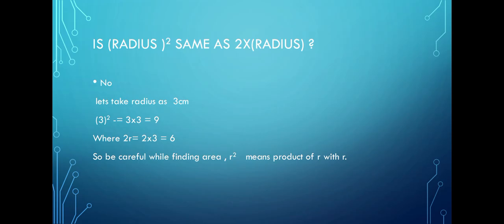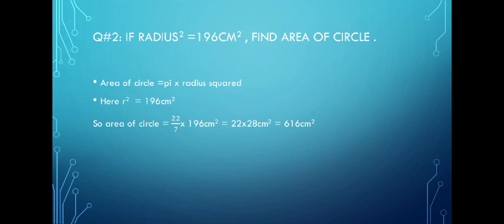Okay, so 2r is equal to 2 multiplied by 3, that is equal to 6. So be careful while finding the area. r squared, or square of radius, means the product of r with r. Okay? So if radius squared is equal to 196 centimeter square, find the area of the circle.